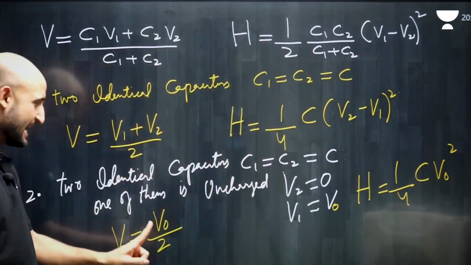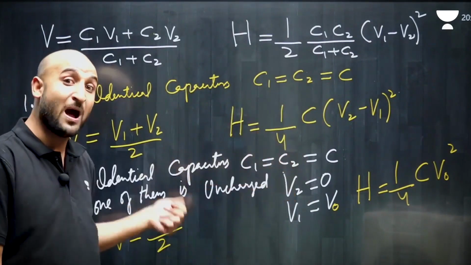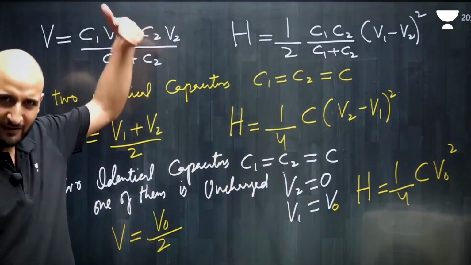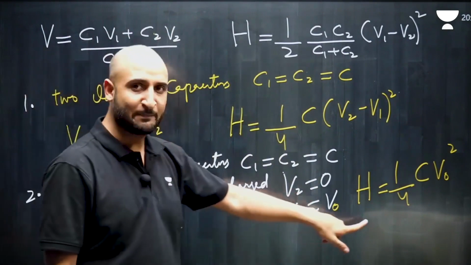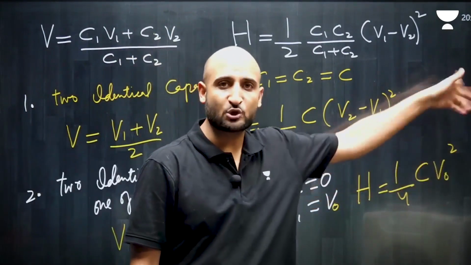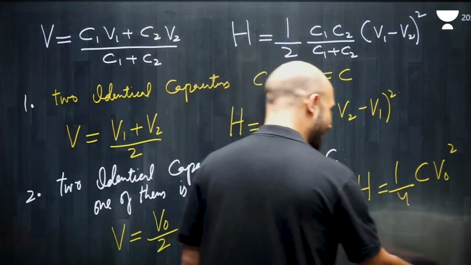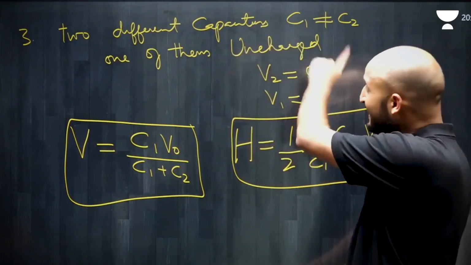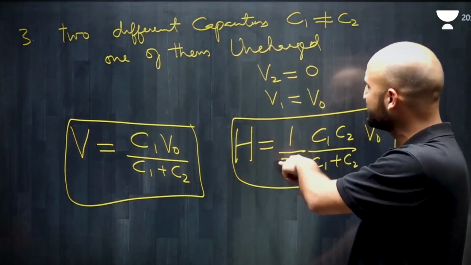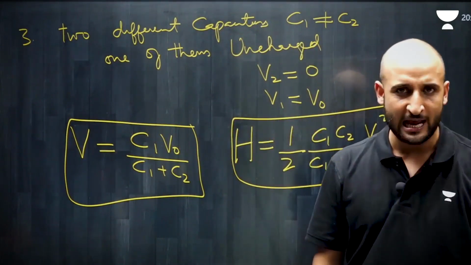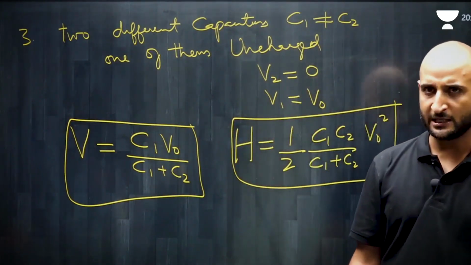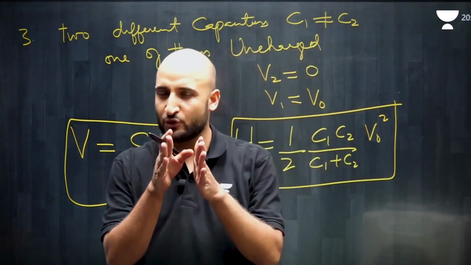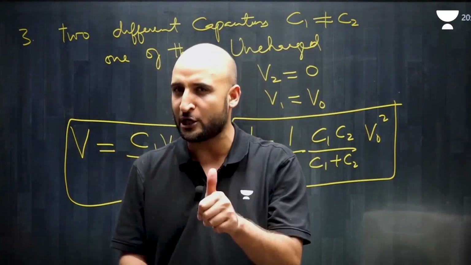Number 2, very important case. If you have two identical capacitors, but one of them is uncharged, in that case the common potential is half of the potential of the charged capacitor. Heat dissipated is 1 by 4 C into V0 square. I'm sure that you understood it quite well, because this is very, very important. And then we have one more case here: when you have two different capacitors, but one of them is uncharged, what will be the common potential and what will be the heat dissipated in the process? I'm 100% sure that you will have understood these last 2 points particularly well.